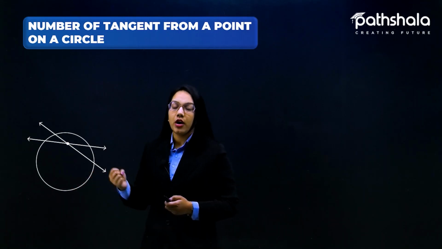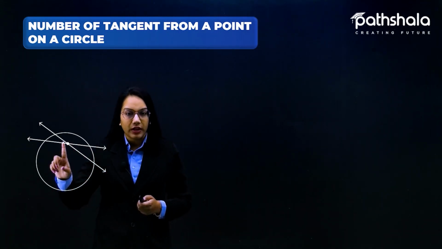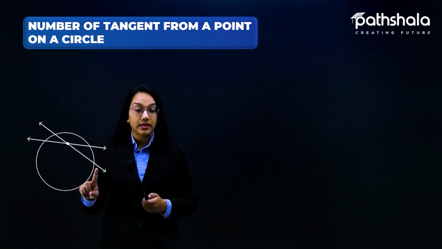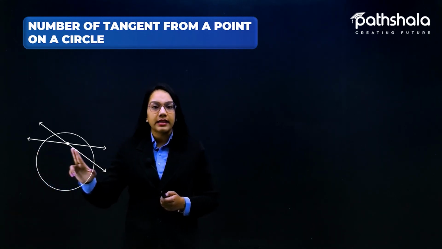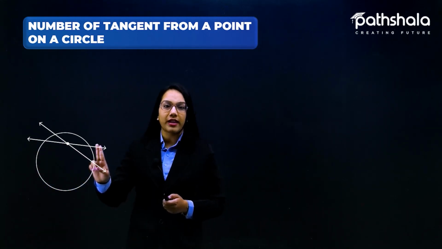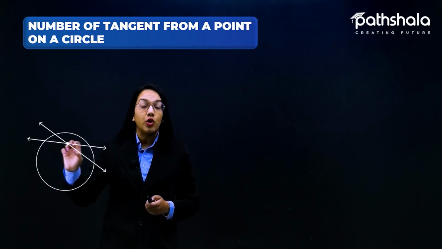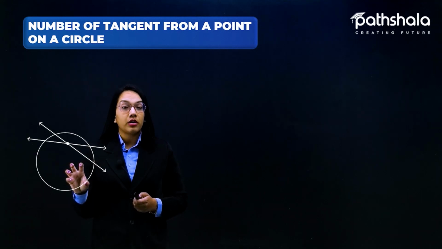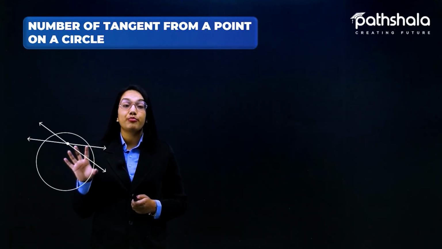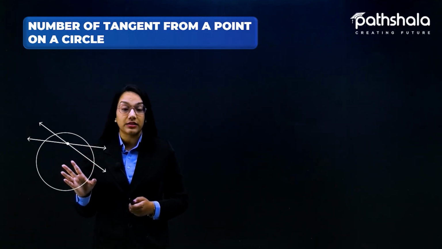For this line, it is intersecting the circle at 2 points. This is point number 1, this is point number 2. Similarly, this line is also intersecting the circle at 2 points again. This is point number 1, this is point number 2. So it means that there is no tangent to this circle, since the point is lying inside the circle.